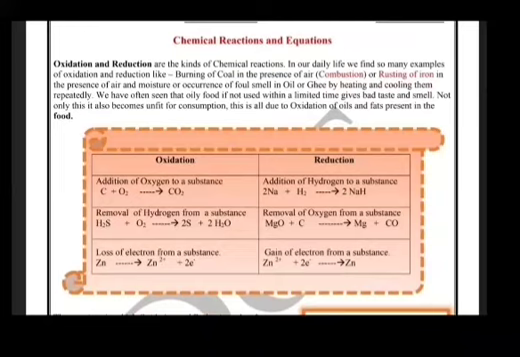Third, gain of electrons by a substance. Any element or group that gains electrons, that is reduction. Now we can say addition of hydrogen or removal of oxygen from a substance is called reduction. Or gain of electrons by an element or a group is called reduction. Here are the definitions of oxidation and reduction.